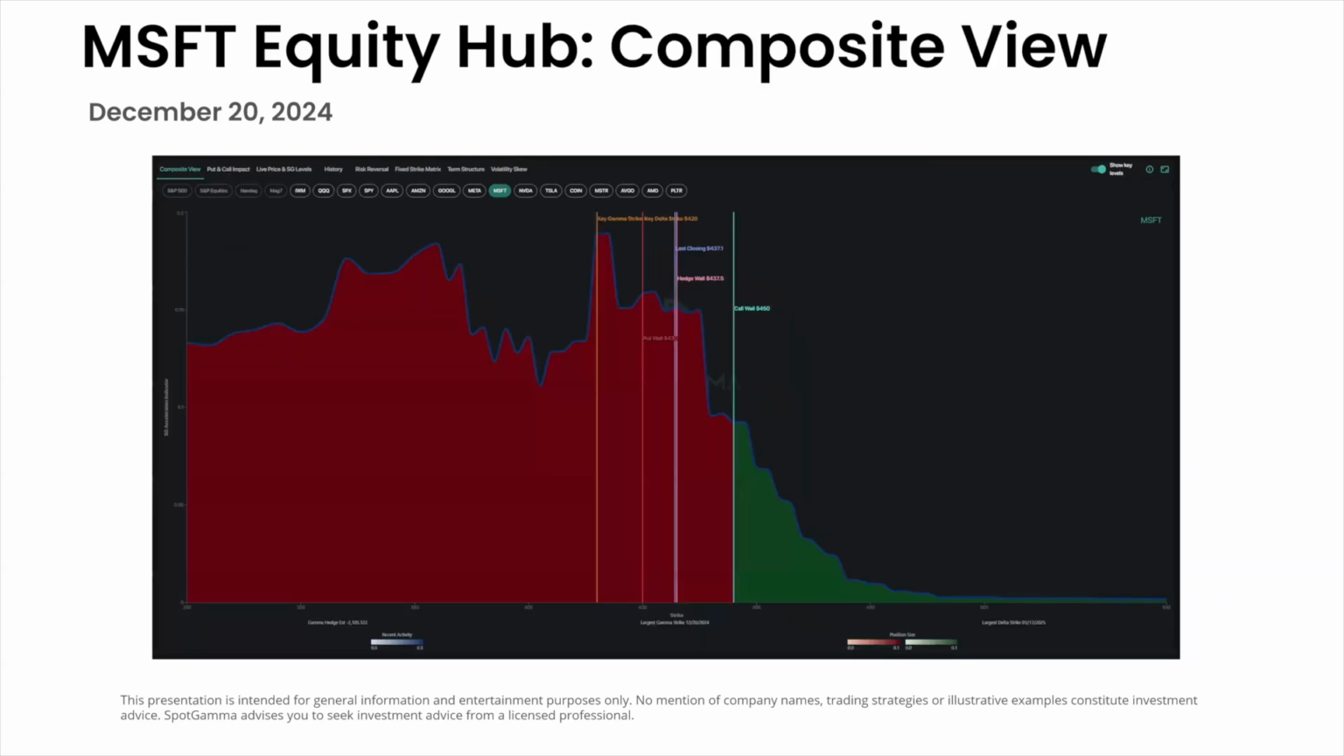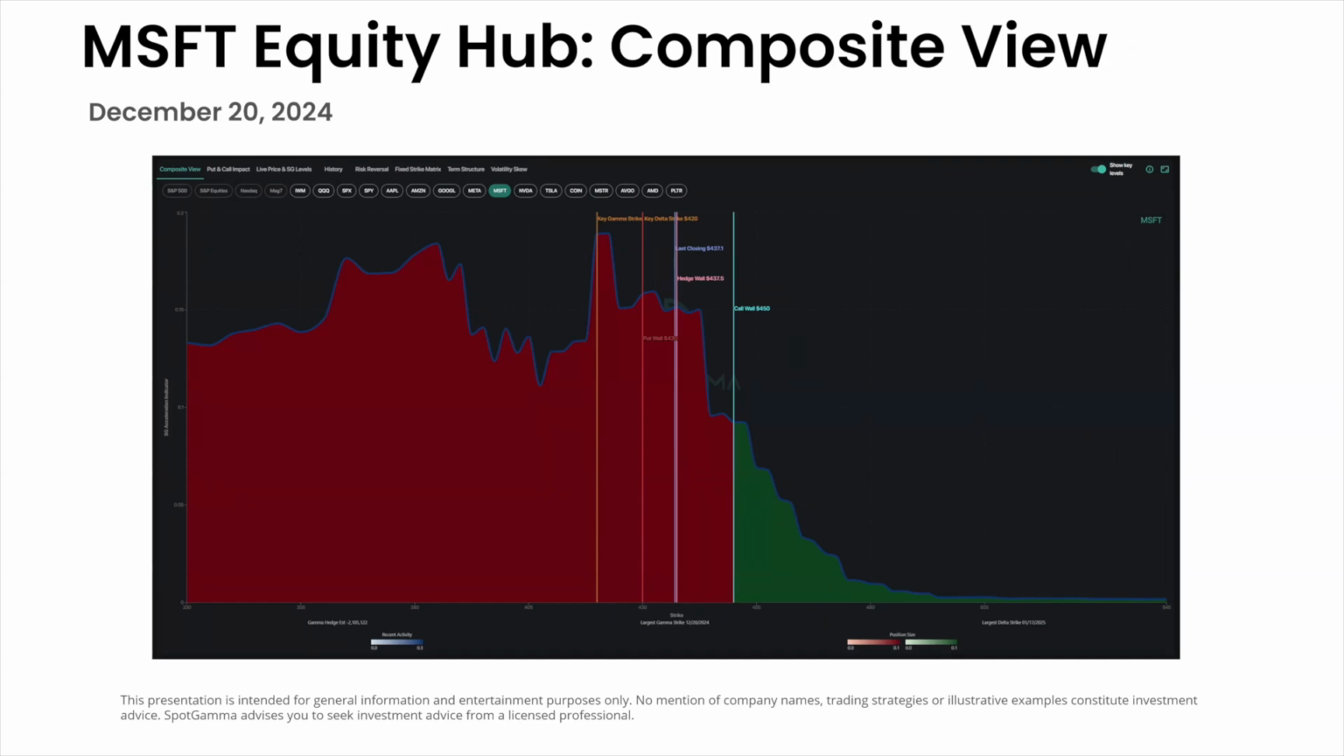The composite view chart for Microsoft from Equity Hub showed the closing price for the previous day was at 437.10, just below the hedge wall at 437.50. The darker colors indicated very large option size, and that puts, that's the red shading, were driving price action below the 450 call wall, and calls, that's the green shading, were in control above that level.